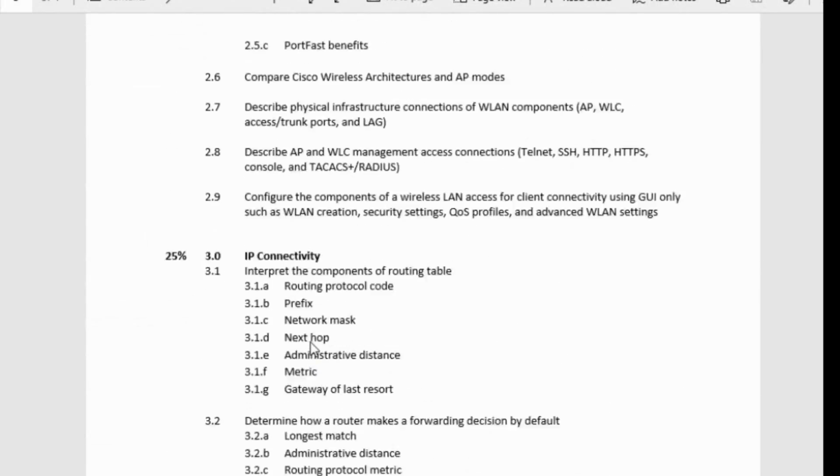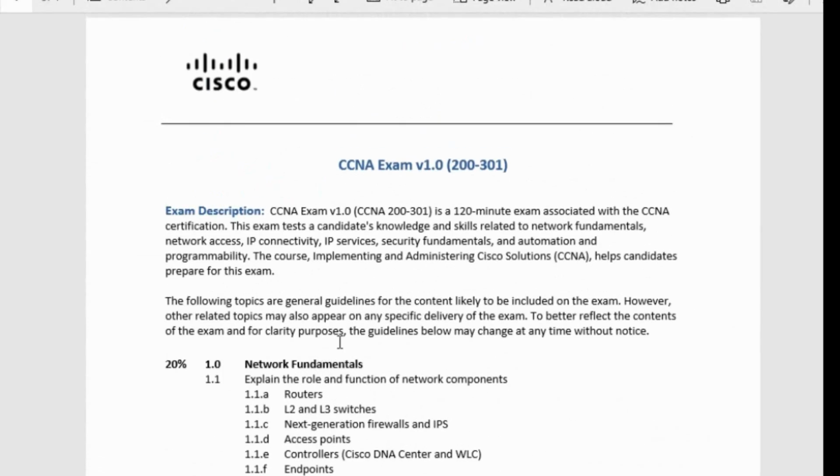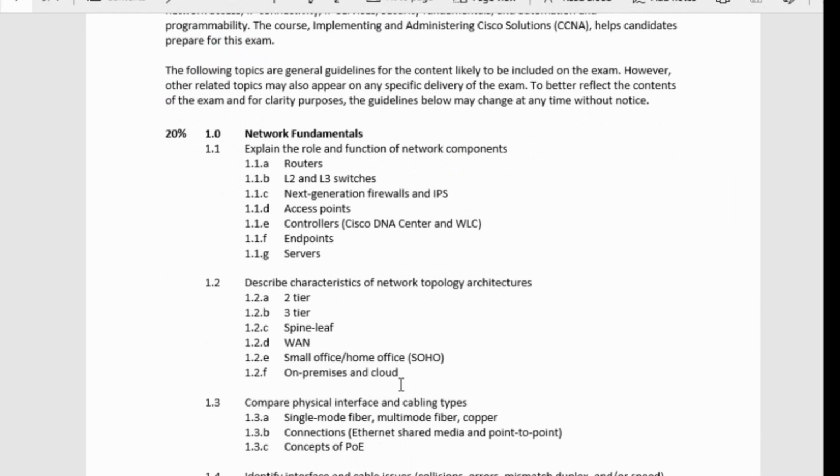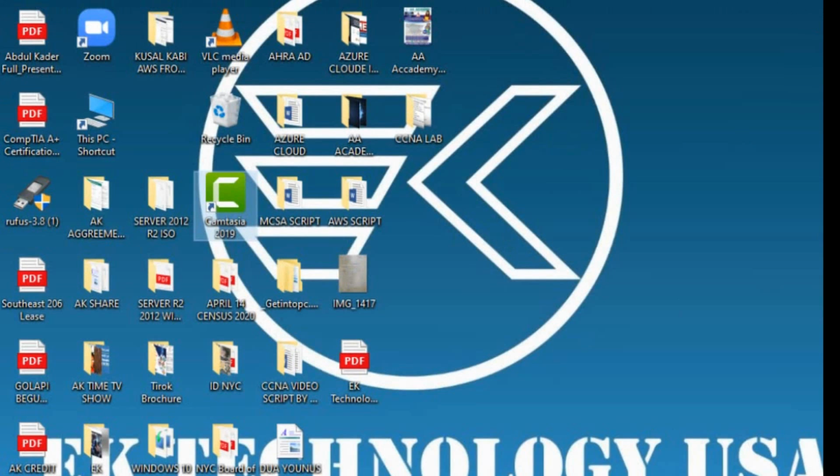So please go online and download this PDF and briefly read all the descriptions about the CCNA exam, volume 1, 200-301. It will give you a broad idea about the CCNA. It's very easy, very simple. This is not rocket science. All you have to do is work hard and keep practicing. That's all about it.